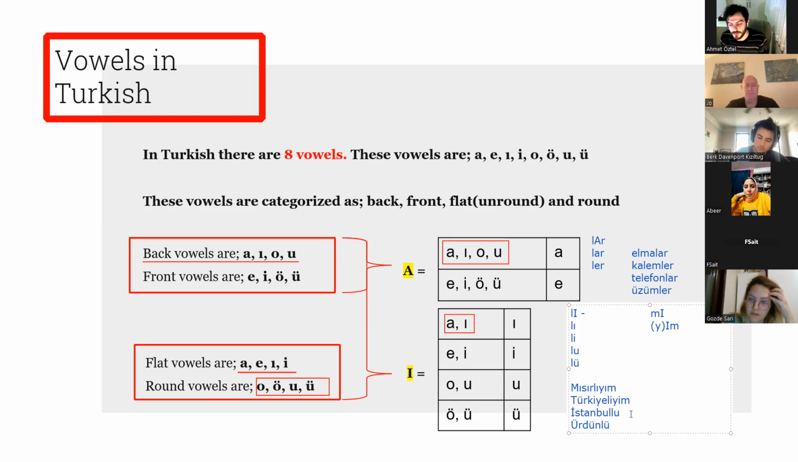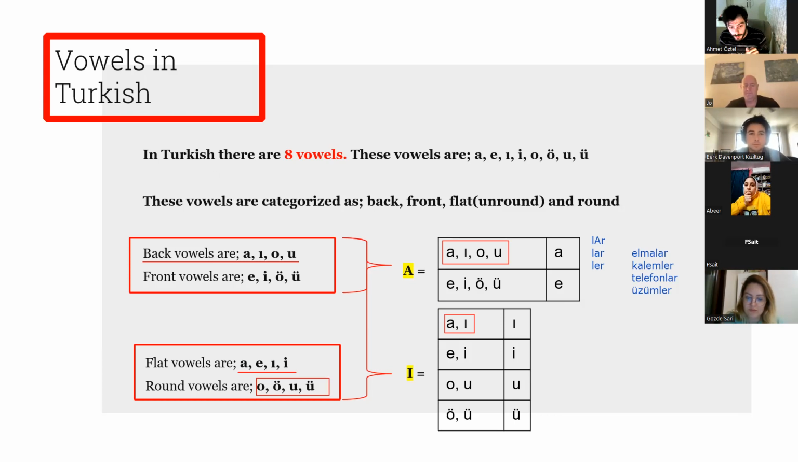If I want to say I'm from Turkey, Türkiye, Türkiyeliyim. If I want to say I'm from Istanbul, İstanbulluyum. If I want to say I'm from Jordan, Ürdünlüyüm. So it basically follows the same shape when I'm adding these suffixes.